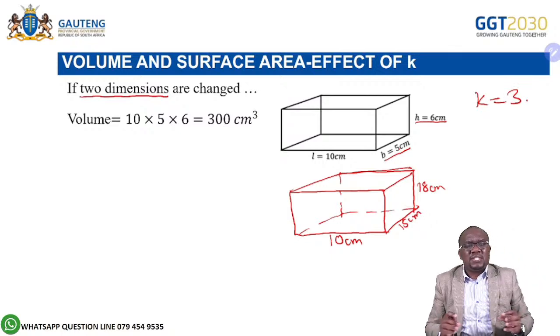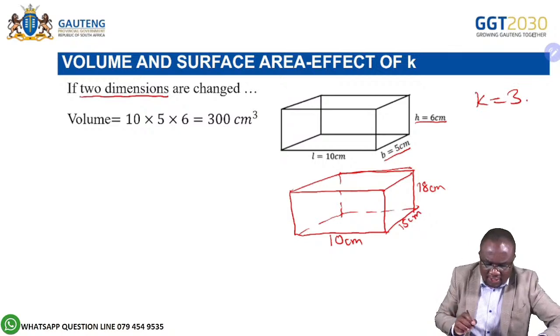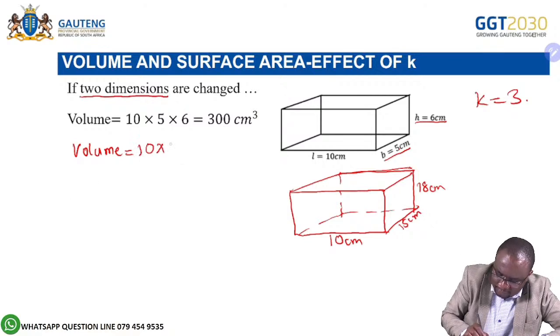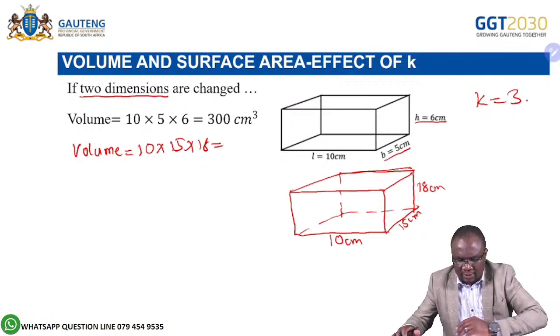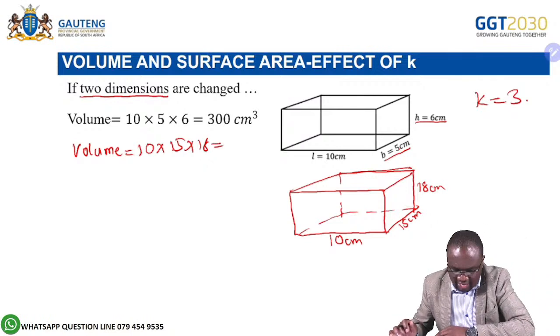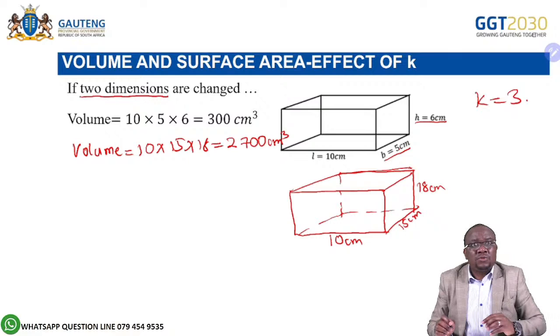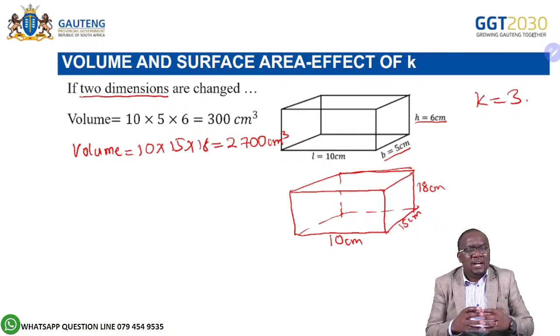Okay, so now I want to see what will happen now to the volume. Let's find the new volume. It is going to be 10 times 15 times 18, which is equal to 2,700 cubic centimeters.